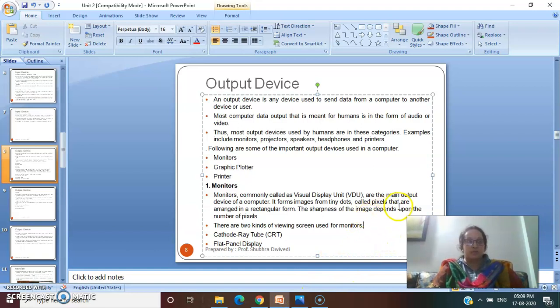So when you combine those particular dots, that is your image. You basically combine those particular dots and you create your image. Your whole output screen, which is a rectangular screen, is made up of those small dots called pixels. So the sharpness of any image basically depends upon the number of pixels that particular screen has.